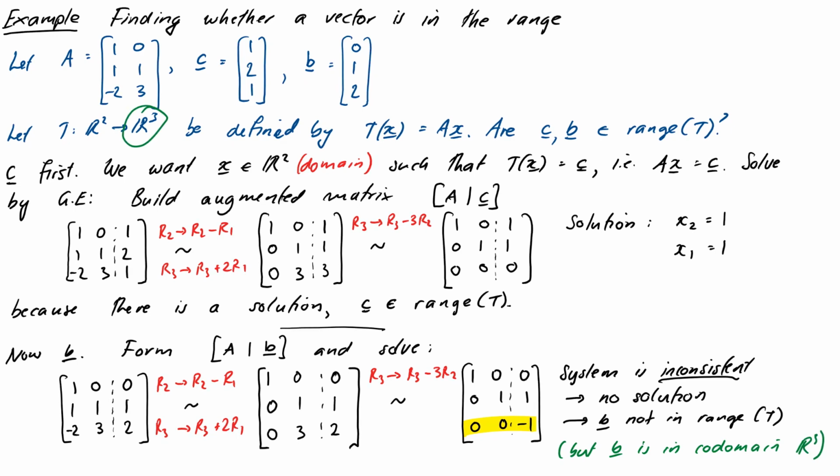Okay, so the codomain and the range are slightly different things. The range is the actual possible outputs. The codomain is where they live, so the range is inside of that.